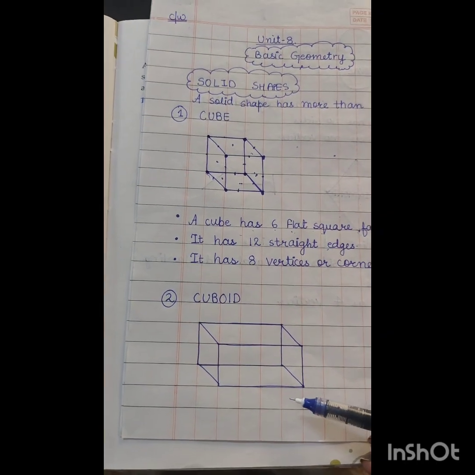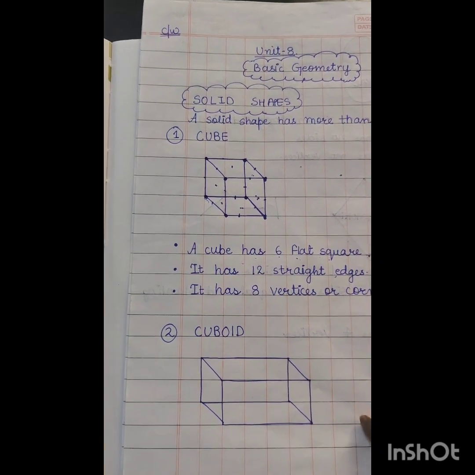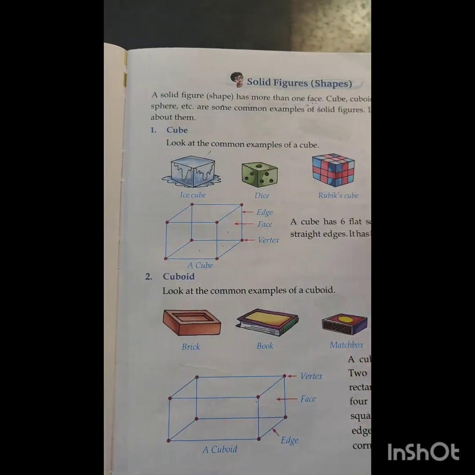Now the next shape is cuboid. Very nice. It is of a cuboid. Quickly revise the properties of a cuboid with me.